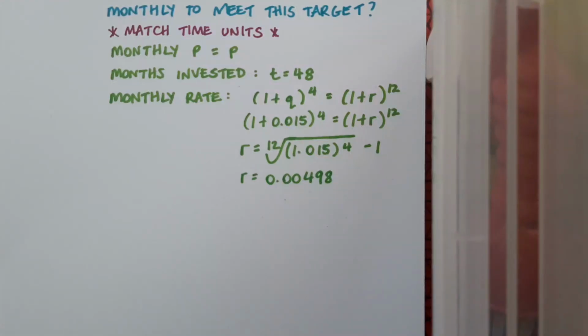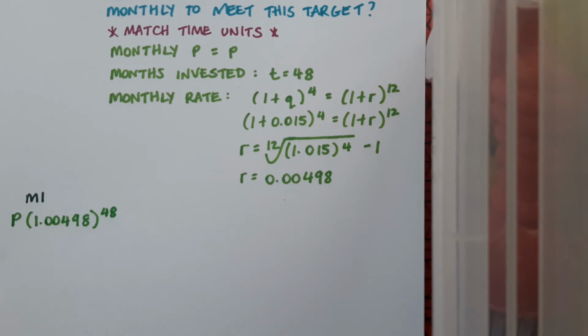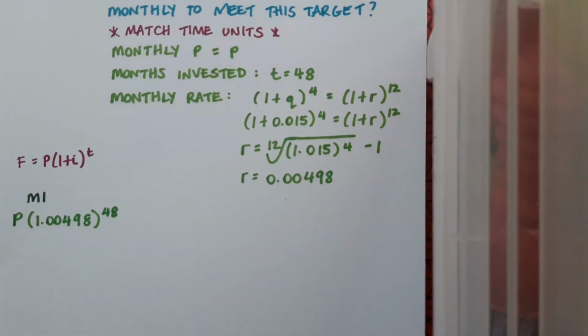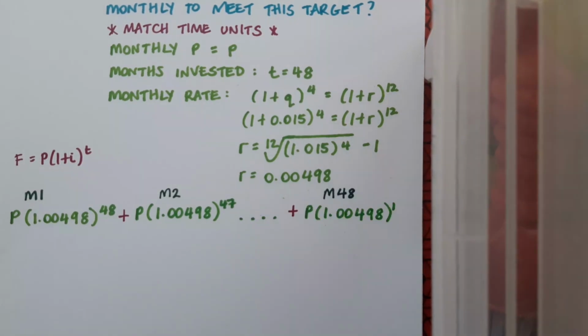So I'll set it up in a similar way to before. I'll start with month 1. I don't know the amount being invested, but the rest of the calculation is the same as before. So it's that F equals P bracket 1 plus I to the T formula that I'm using again. And that's my month 1. For month 2, I'll just drop the power to 47. Of course, these are all getting added as I go along. And then I'll skip on to month 48.